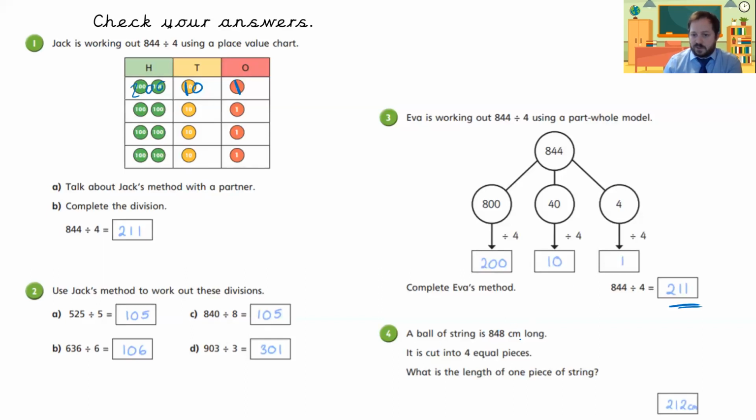The next one, it says a ball of string is 848 centimeters long. It's cut into 4 equal pieces. So what you're doing is 848 divided by 4. Now, hopefully, because you've done this one, you can see the difference between this number and this number is just 4. So actually this is quite easy to do because it's just one more group.